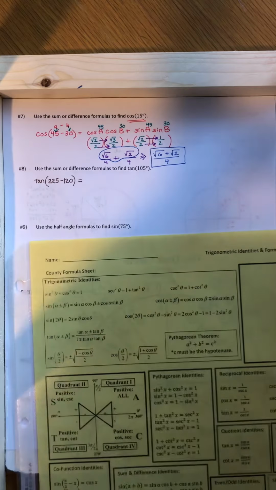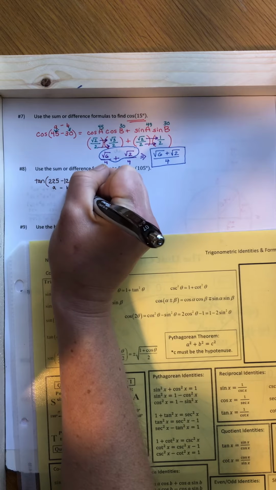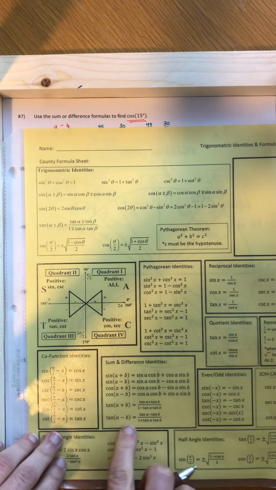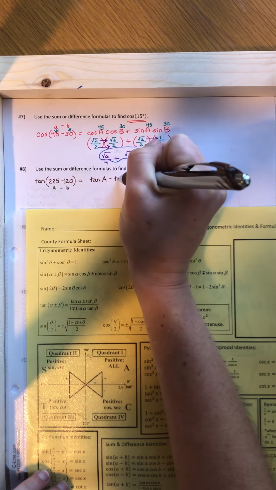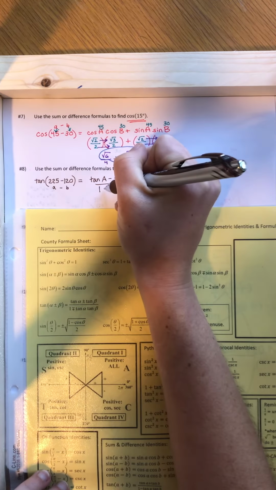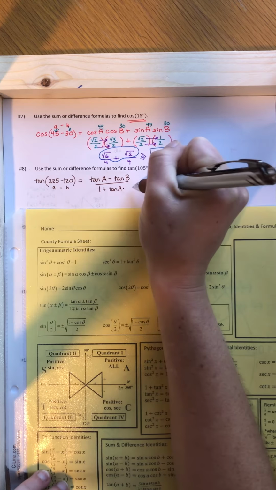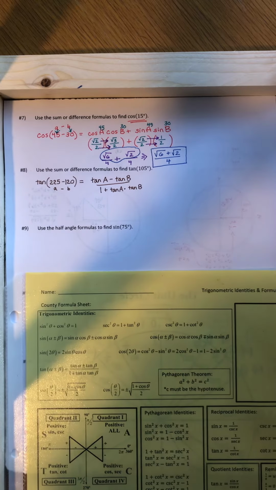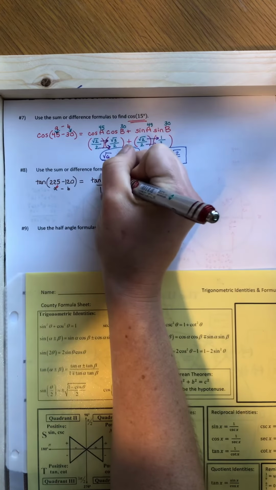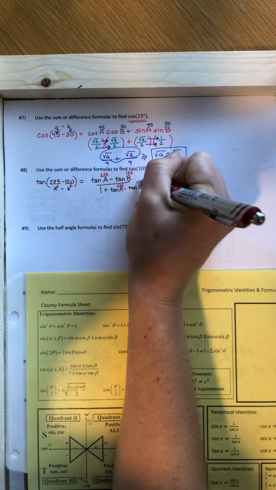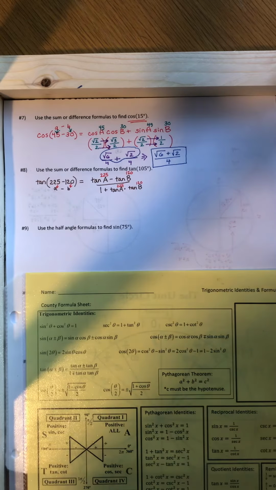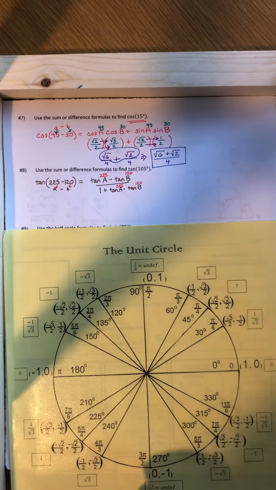So I'm doing a tangent something minus something. So a tangent A minus B. So I'm going to use this formula down here, tangent A minus B. Now we said A is 225 and B is 120. Remember that as you're going around the unit circle, that tangent is inside the boxes.